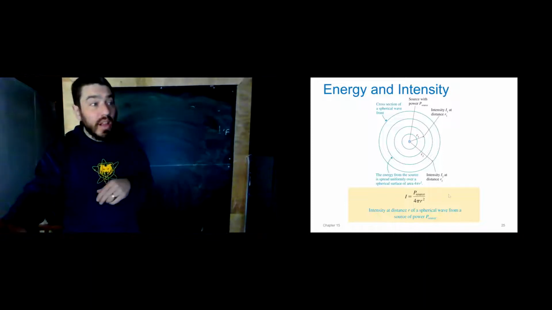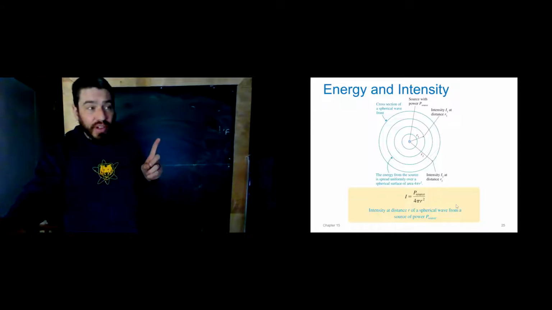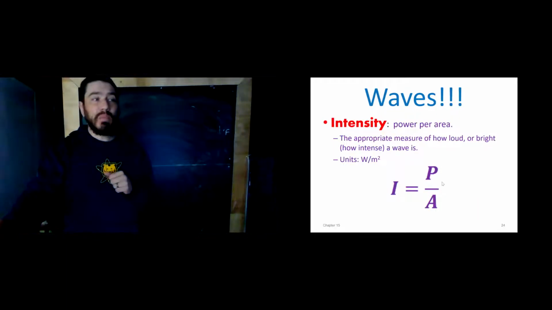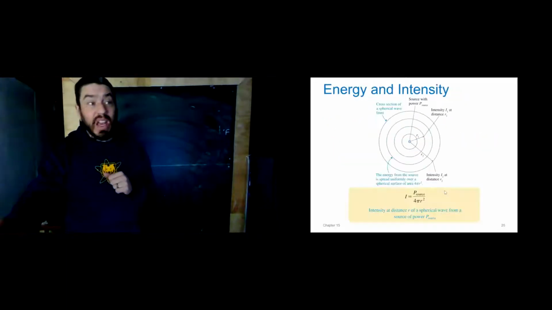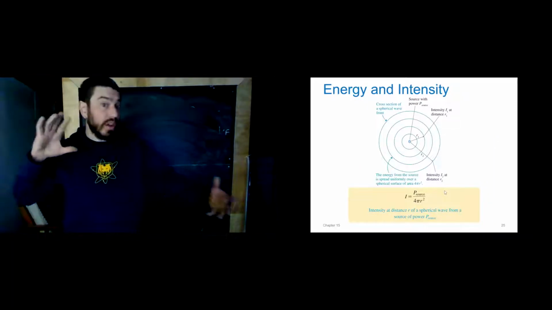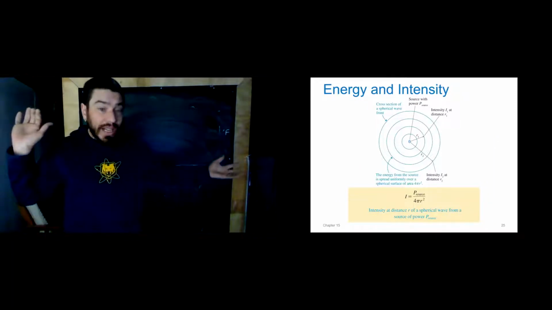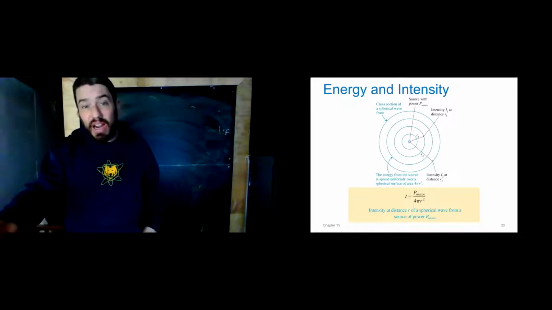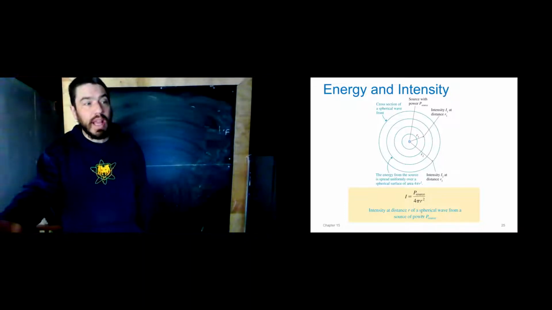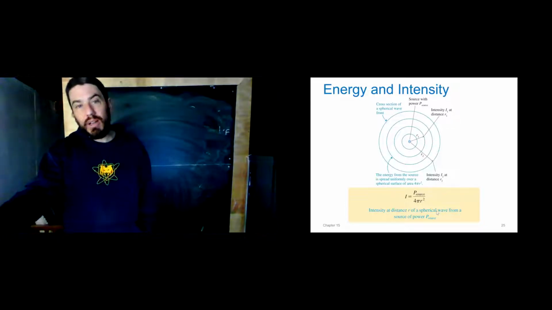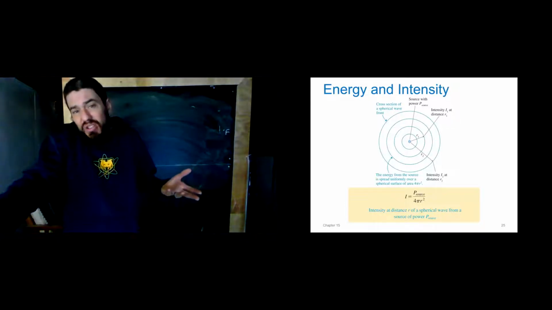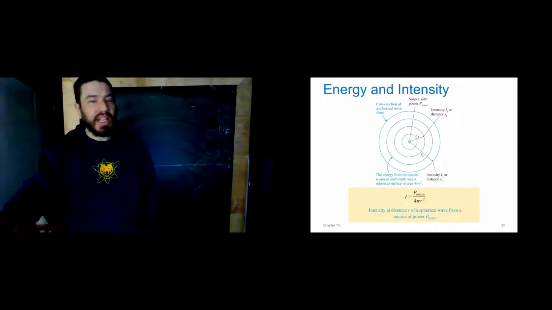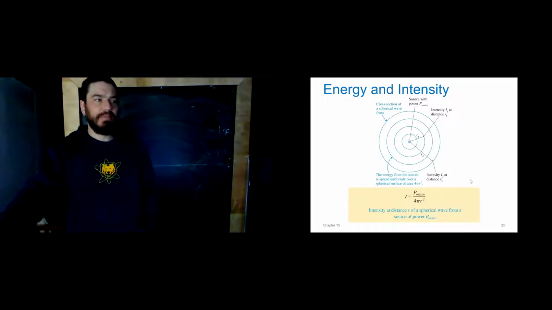Now, to be clear, this equation is not different from this equation. Our definition of intensity is power over area. If that light is moving out equally in all directions, then we're smearing that out over a sphere. The surface area of a sphere is 4 pi r squared, and we get this equation here. Fairly straightforward idea. Intensity problems tend to be a little bit tricky. They require a little bit of practice.